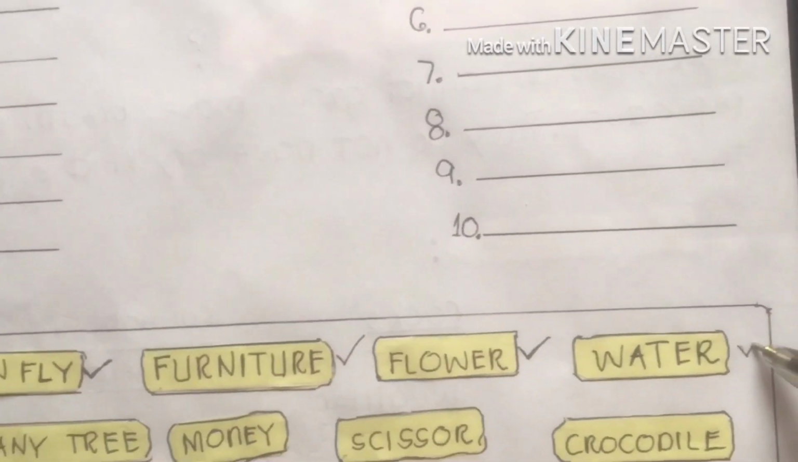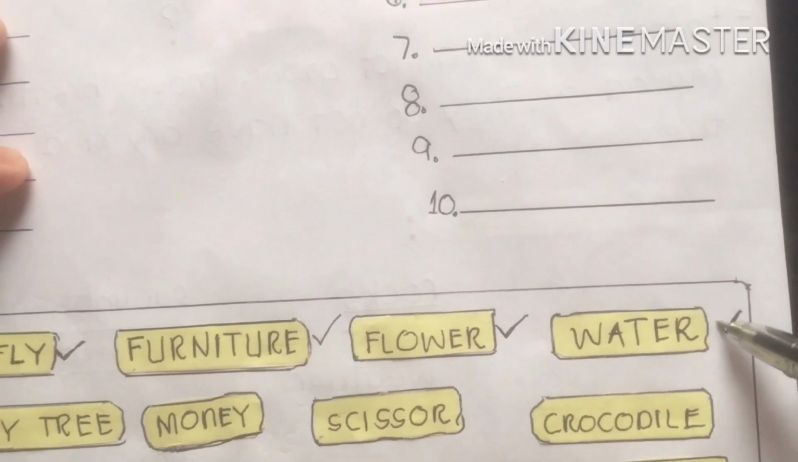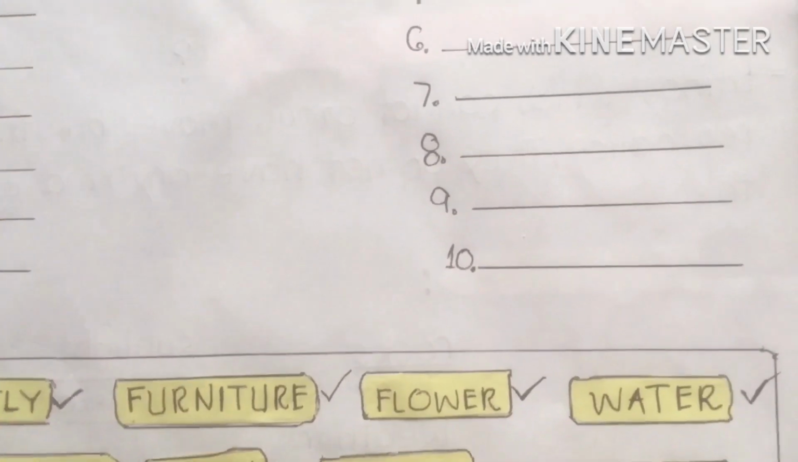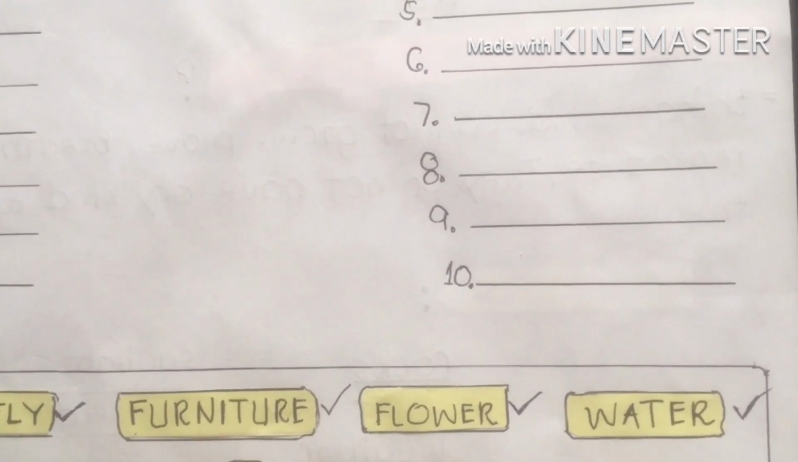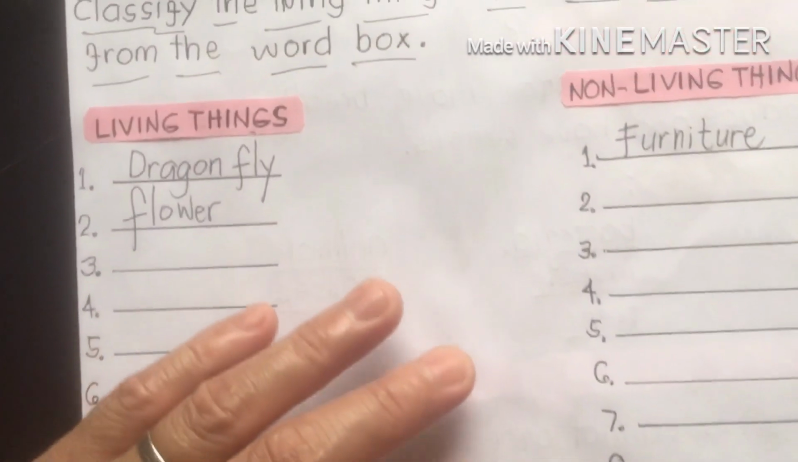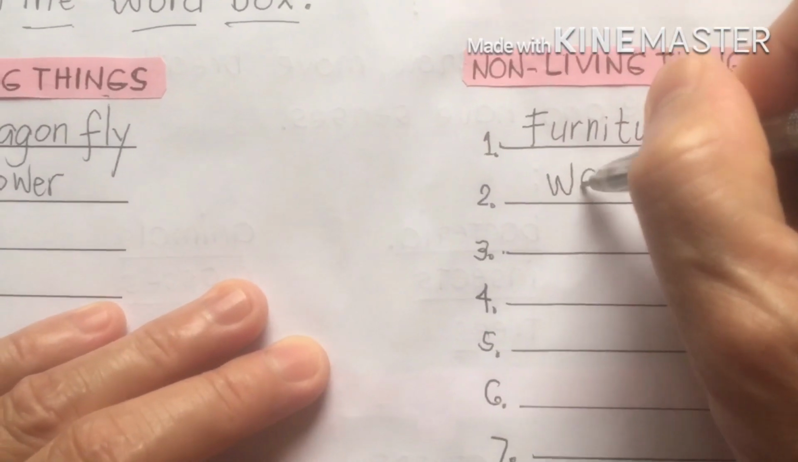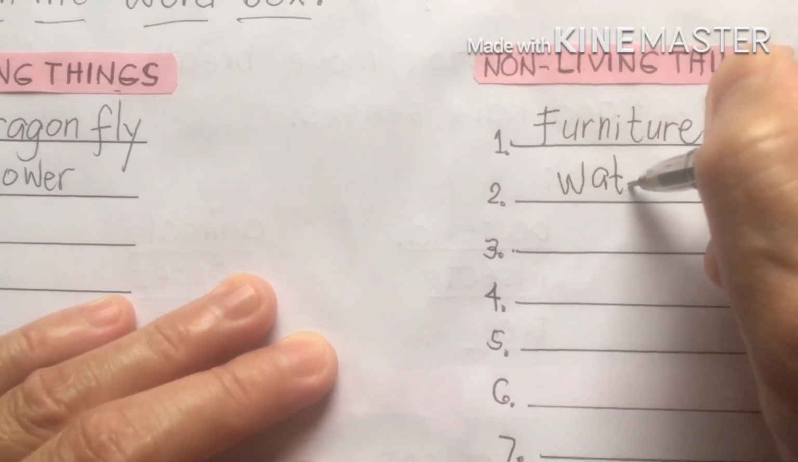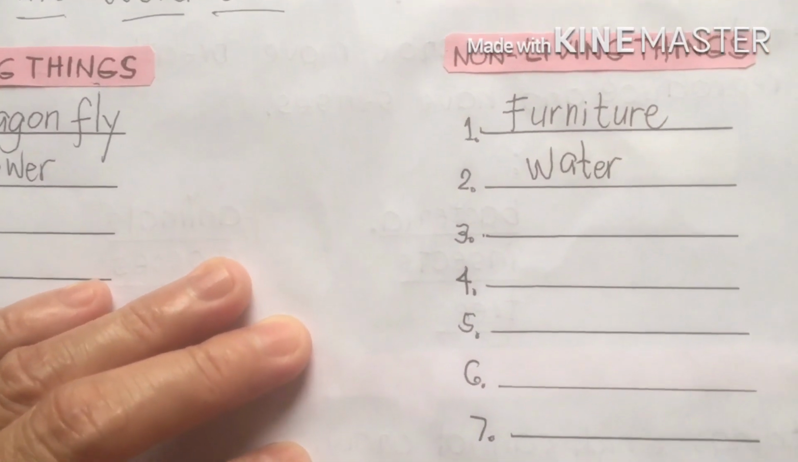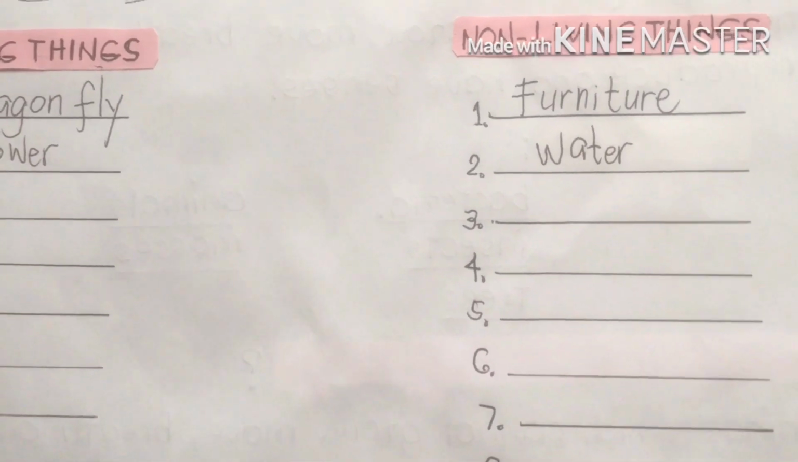Okay, next, water. Oh, this is a good one. Water is very essential to survive. Does water belong to living things or non-living things? Water is non-living things. There is no life, but it is sustainable for us as human beings because we need it in order to survive. Water.